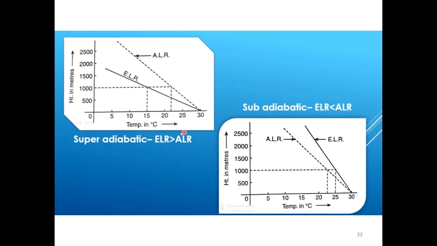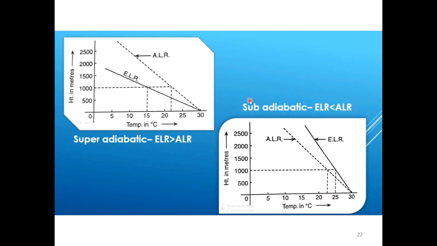Similarly, the subadiabatic situation is just the reverse of the previous one. That is, at a certain height, 1000 meters, the particle will have a lower temperature than the environment. That means the lapse rate in the case of the particle is higher than the environment. That's why ELR is less than ALR, and that's why it is known as the subadiabatic condition. Okay.